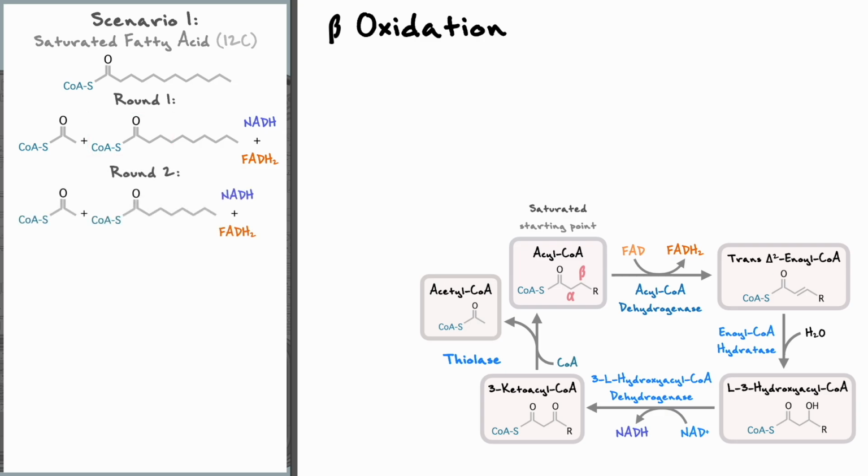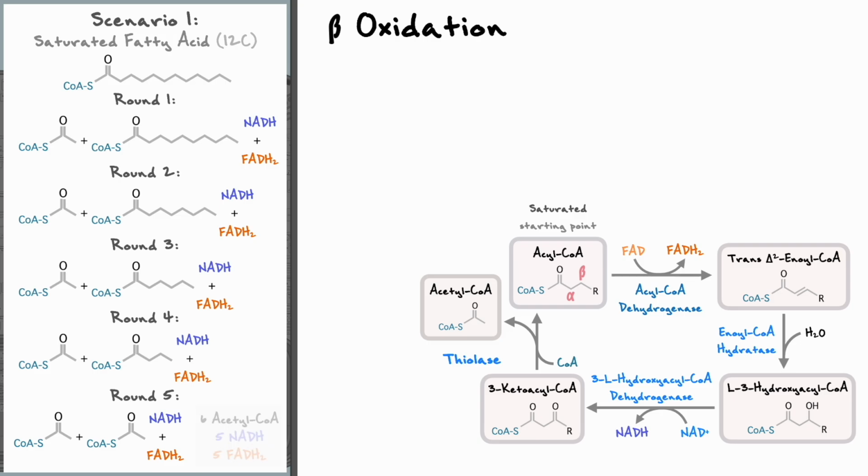will be made. To completely degrade our 12-carbon molecule, it will require 3 additional rounds of beta oxidation, which in total will generate 6 acetyl-CoA, 5 NADH, and 5 FADH2s. After covering all the scenarios, we will go back to these products to understand what happens with them.